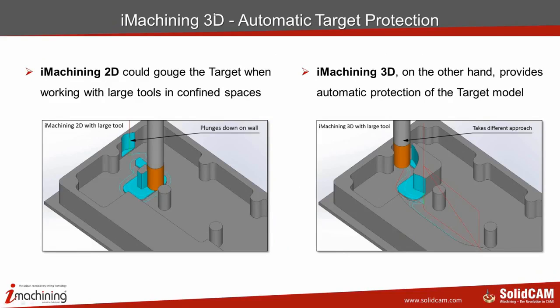Another advantage of iMachining 3D is automatic target protection. When you are working with iMachining 2D, it's your responsibility to make sure that in every operation you don't hit the target, because iMachining 2D is like our standard 2.5D. We don't really know the target. We don't take it into account. It's your responsibility. So if you see in the picture here on the left, if there is a tight area, you could hit the wall. While if you see on the picture to the right, iMachining 3D, since it knows what the target is, automatically gives you protection. And this is an important advantage.